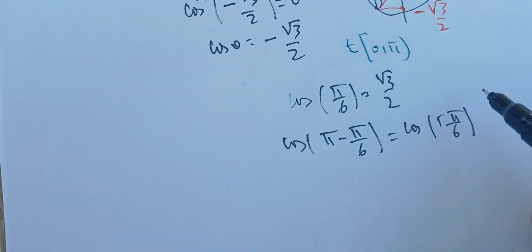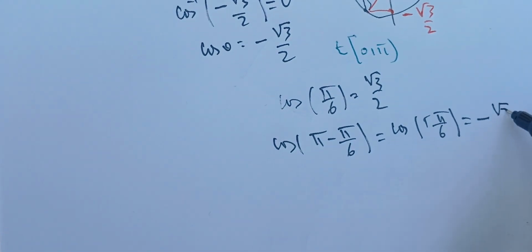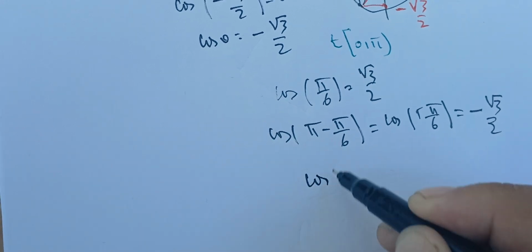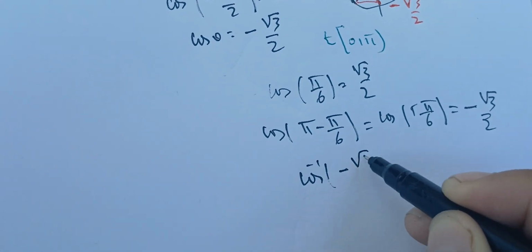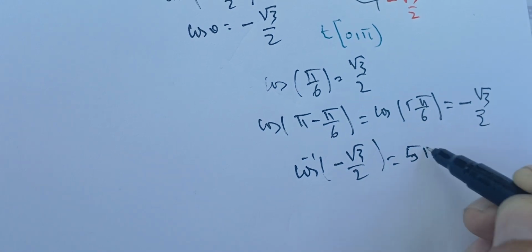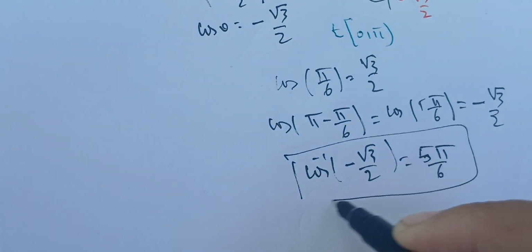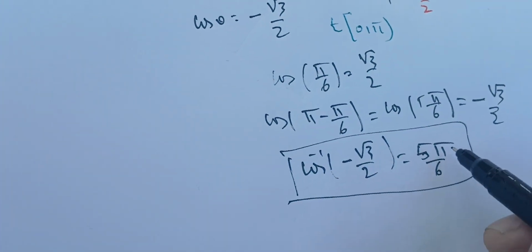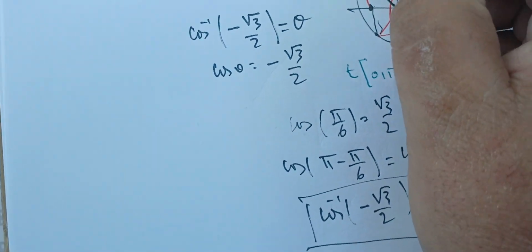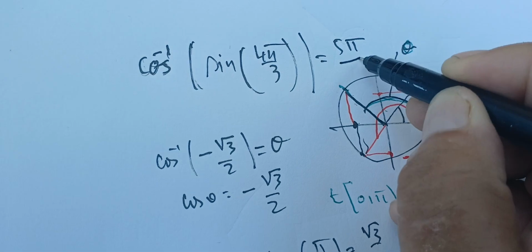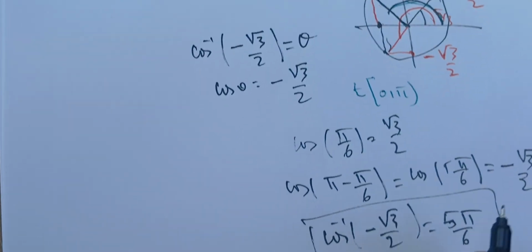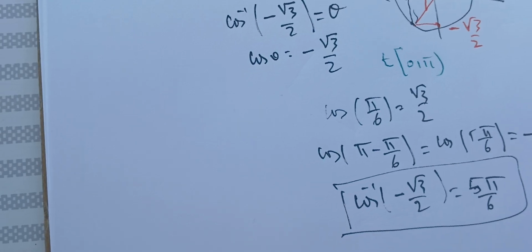But here, I have the minus square root of 3 over 2. That means the cosine inverse of minus square root of 3 over 2 is 5 pi over 6. I check one more time: is this one in 0 to pi? Yes. That means my solution is 5 pi over 6, and this is the solution. This is one way. We can do it another way.